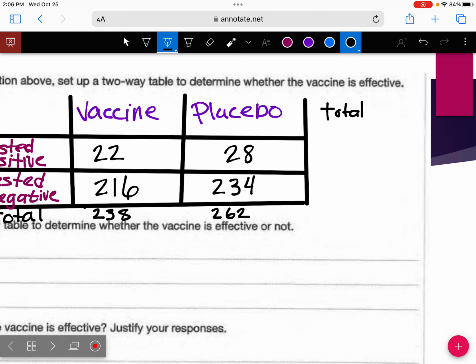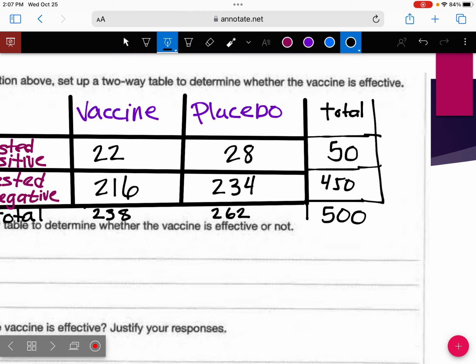So typically we would still have a total column over here. I don't know why I didn't program myself one here, where we would total everybody up, and we could see that of this study, 50 people got malaria and 450 people did not, for a total number of 500 humans. Actually, 500 children in this particular case.